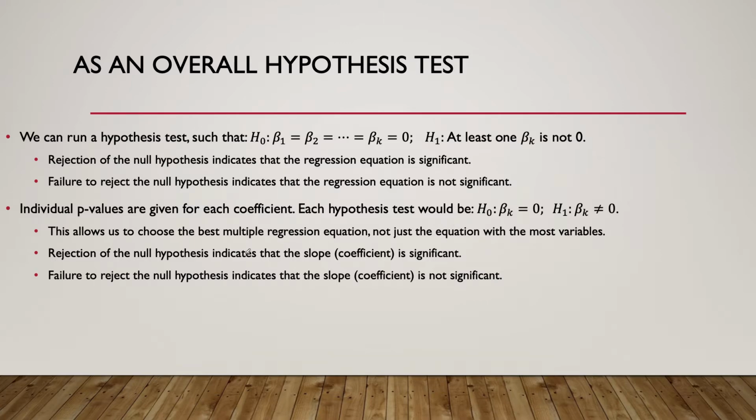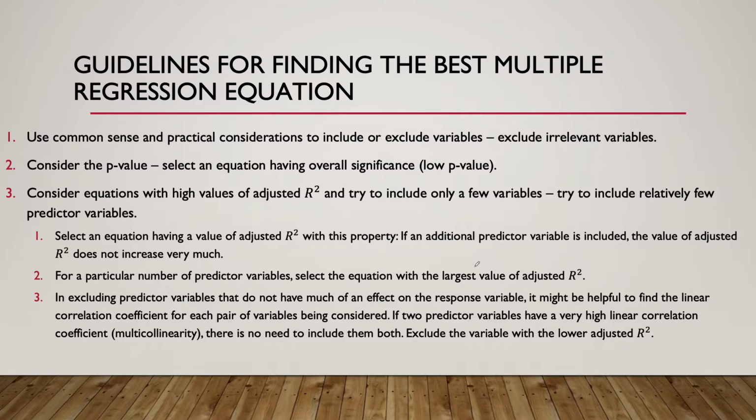The rejection of the null hypothesis indicates that the slope or the coefficient is significant. Failure to reject the null hypothesis indicates that the slope or coefficient is not significant. And in order to find the best multiple regression equation, we first use common sense and practical considerations to include or exclude variables. Exclude irrelevant variables or variables that, for example, measure the same thing.